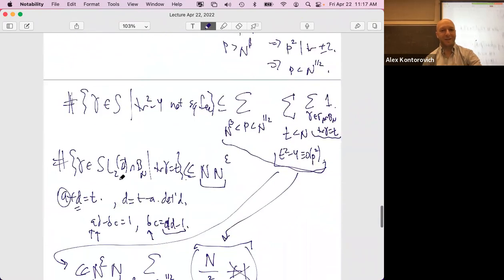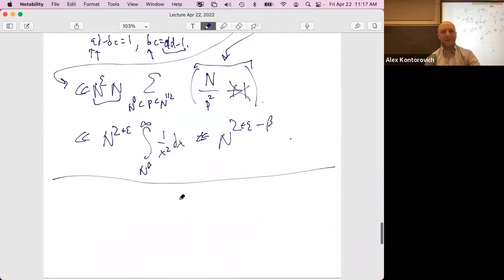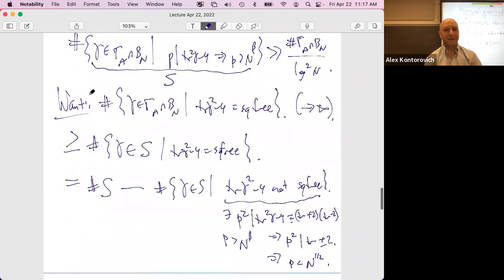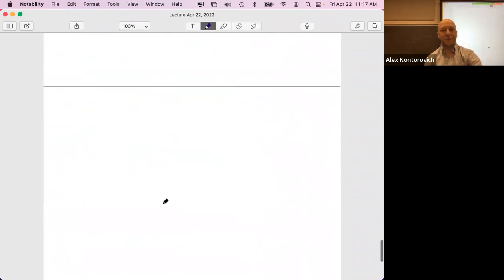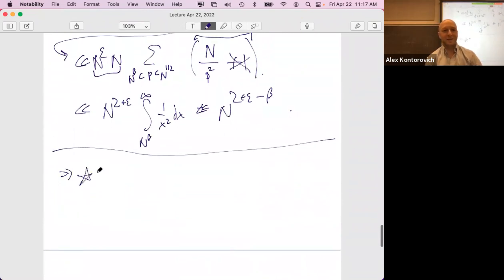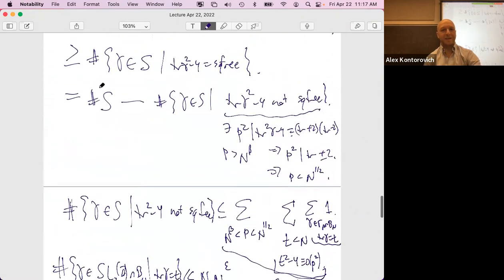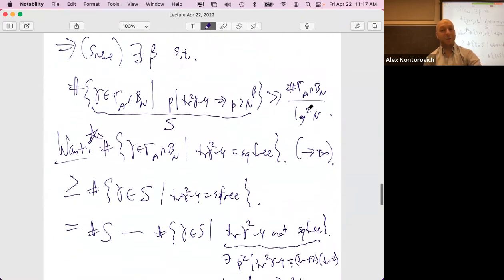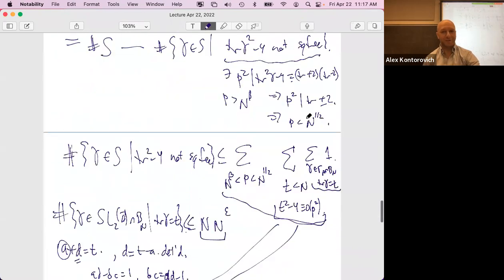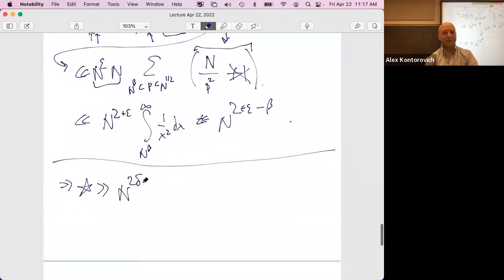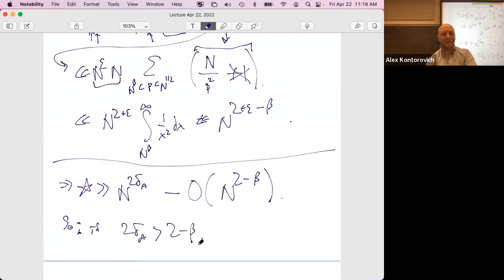But the size of S, so let's go back. We want the size of S. Let me put a star here. So what we've shown is that star is at least the size of S. The size of S is right here, which is N to the 2 delta A. Forget about these logs for a second. Let's be crude: N to the 2 delta A minus big O of N to the 2 minus beta. You need your dimension to be big enough. Yep, exactly. So if 2 delta A is greater than 2 minus beta, we win.